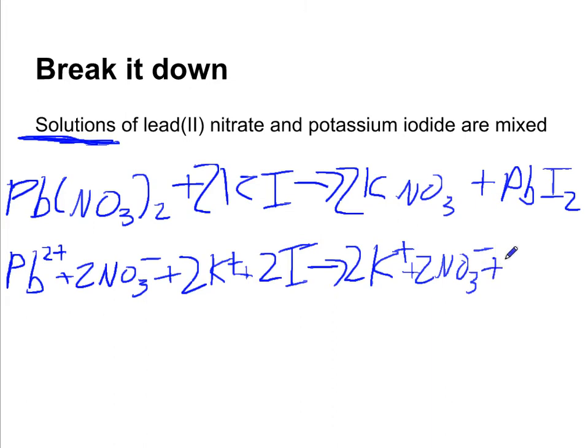Lead forms precipitates a lot because it's a heavy metal. So lead iodide is our solid precipitate. It's actually yellow in this reaction. So since it's a solid, we're going to leave it written the way it is, PbI2.